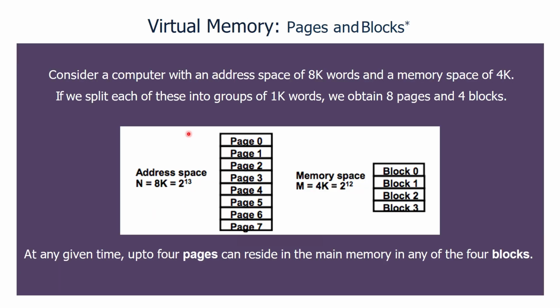Now consider a computer with an address space of 8K words and a memory space of 4K. If we split each of these into groups of 1000 words each, we will obtain 8 pages and 4 blocks. So 8 pages in the virtual memory and 4 blocks in the main memory. Address space means virtual memory and memory space means the main memory. At any given point of time, up to 4 pages can reside in the main memory in any of the 4 blocks, obviously, since we have only 4 blocks here.